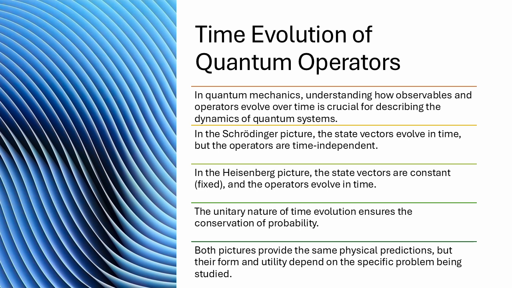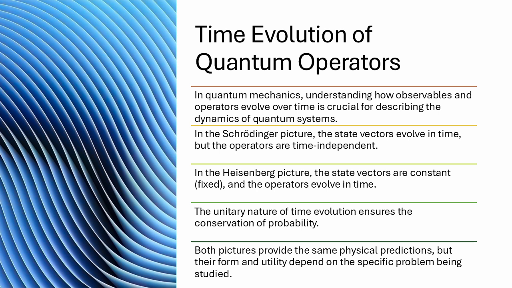And what's fascinating is that even though these two pictures seem very different, they ultimately lead us to the same predictions about the real world. They're just two different ways of looking at the same underlying reality, like two sides of the same quantum coin. That's incredible. It's like watching the same dance from two different angles. You might notice different details, but you're still watching the same performance.